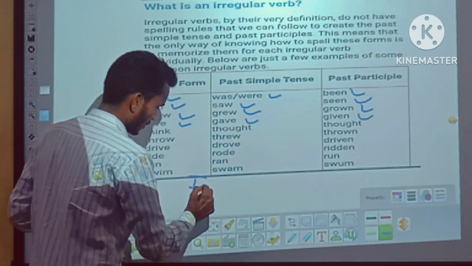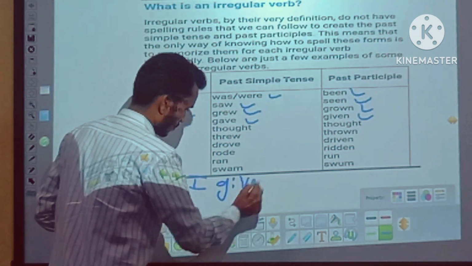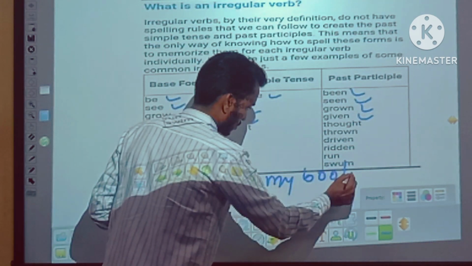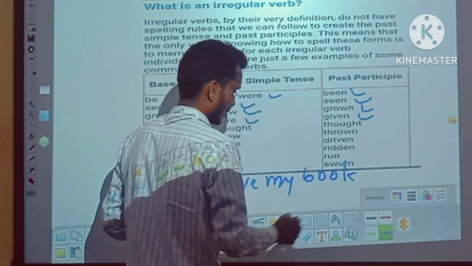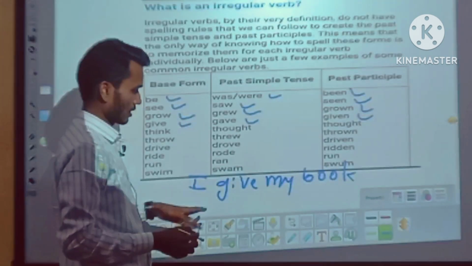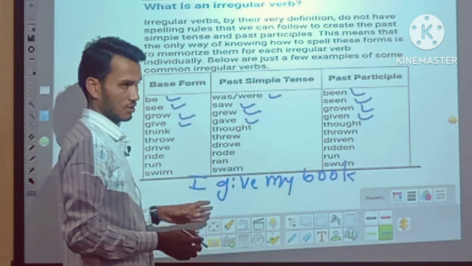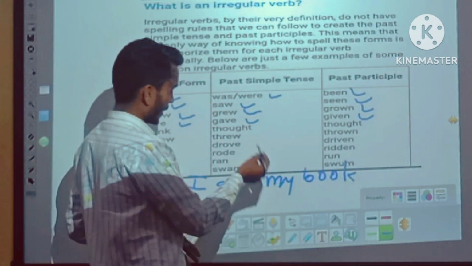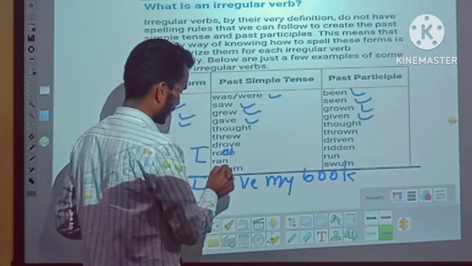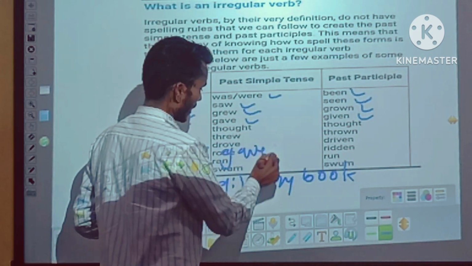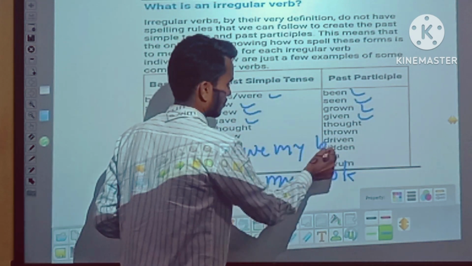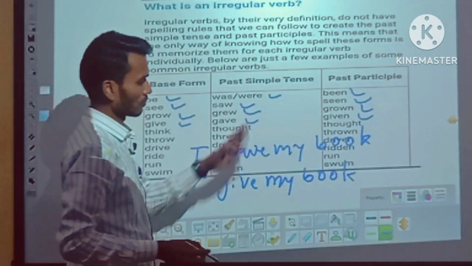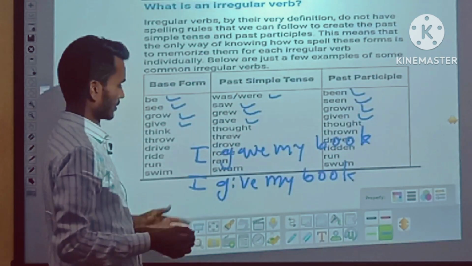So, I give my book. Here it is in simple present tense. When we convert this sentence into simple past tense, it becomes: I gave my book to my friend. You could say it like this.